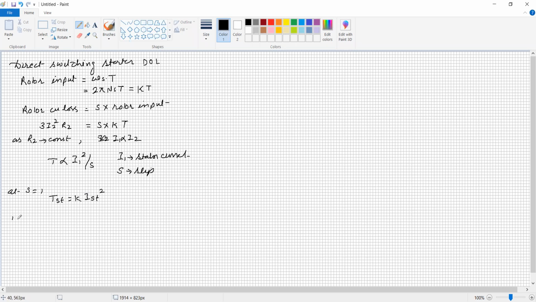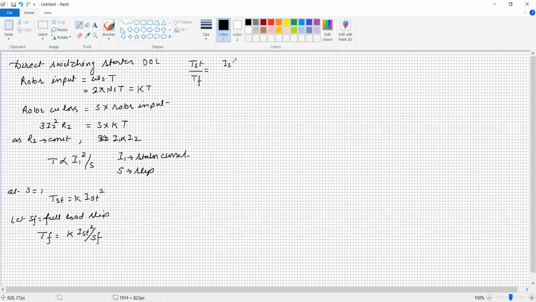Similarly, let SF be the full load slip. Then torque at full load condition is K times IST square, the starting current square, divided by SF. So the ratio of starting torque to the full load torque is equal to this, where K is constant, so it gets cancelled out.